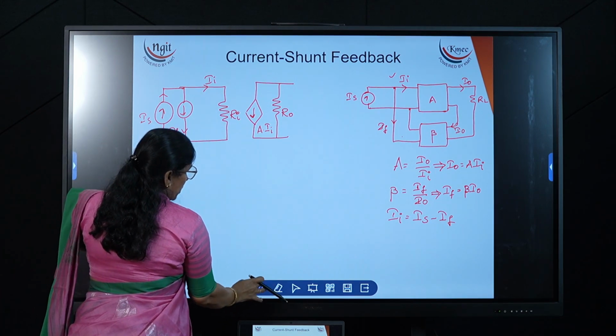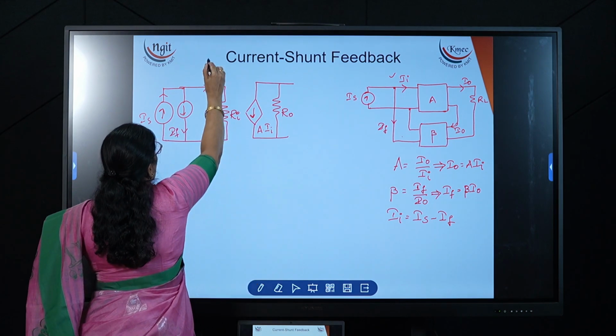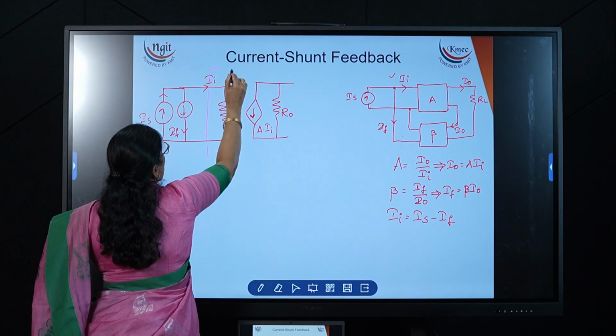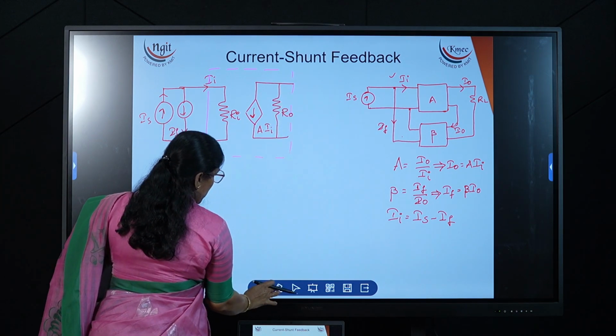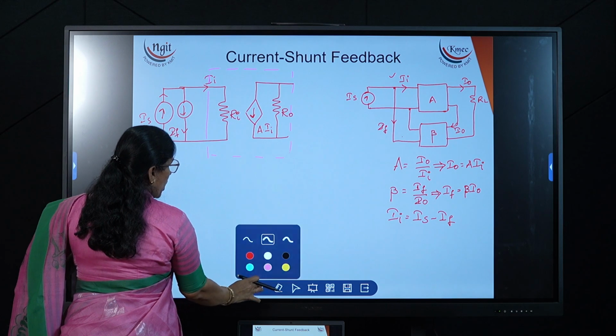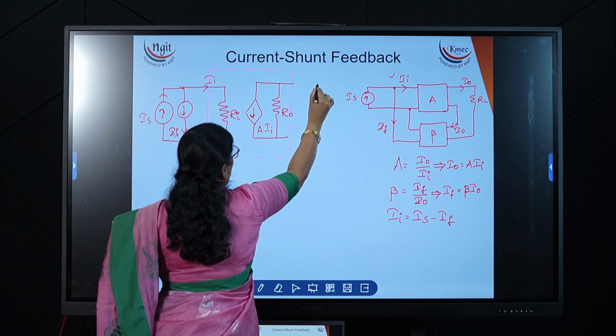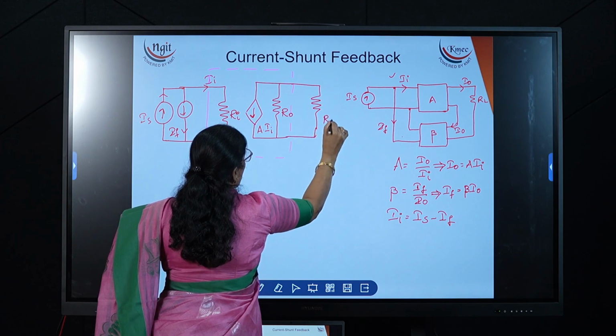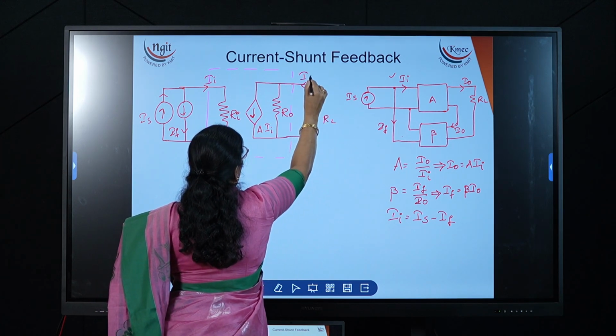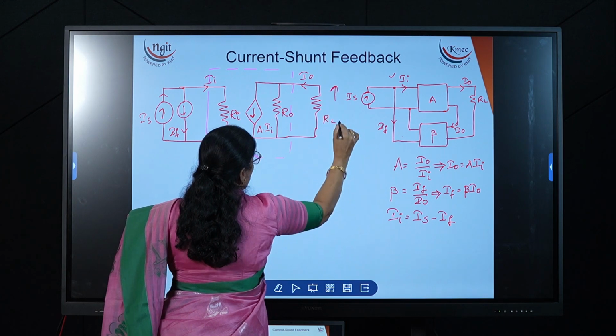Up to this is the amplifier block diagram, with the input source applied. Now we need to take the output load. How am I keeping the output load? RL. Current is flowing in this direction, I0. And what is the voltage over here? V0.